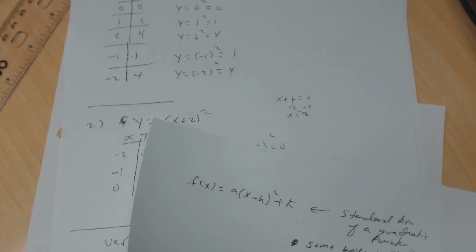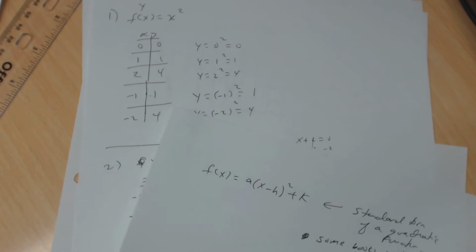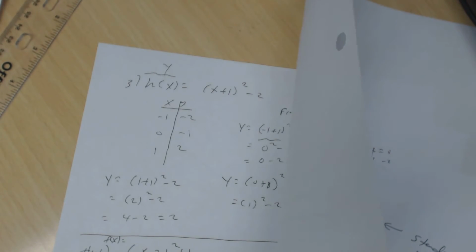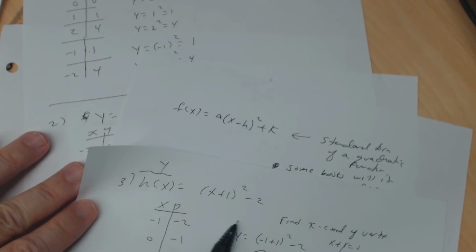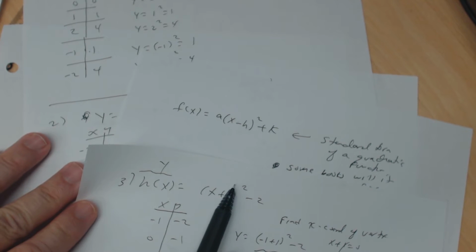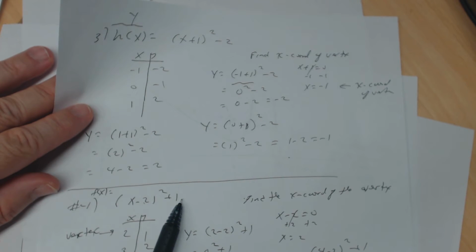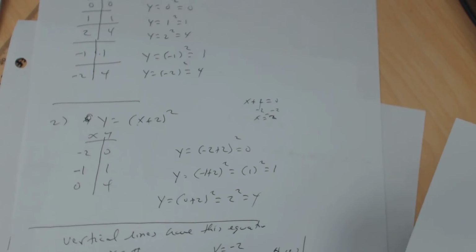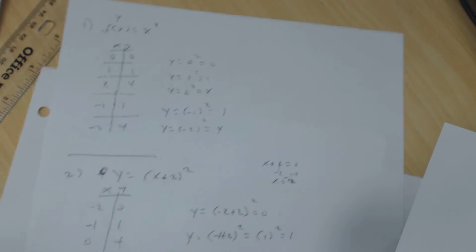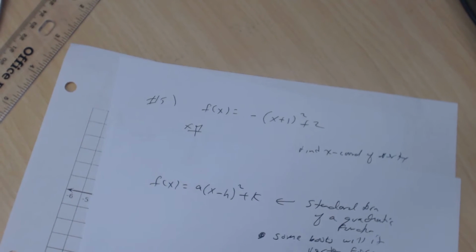So when you look at number 3, was number 3 like that? Where's number 3? Here's number 3. Did number 3 look like this? Look at it. It sure did. A binomial squared minus or plus a number. Same thing here, a binomial squared plus a number. So we look at number 5 then. Right here, it looks like that.